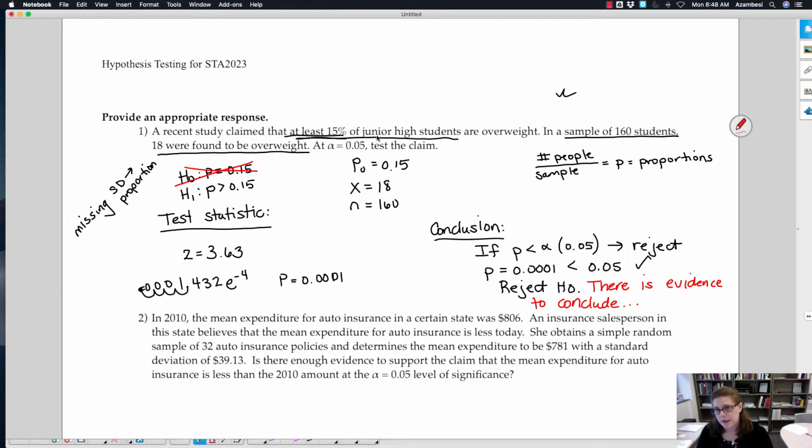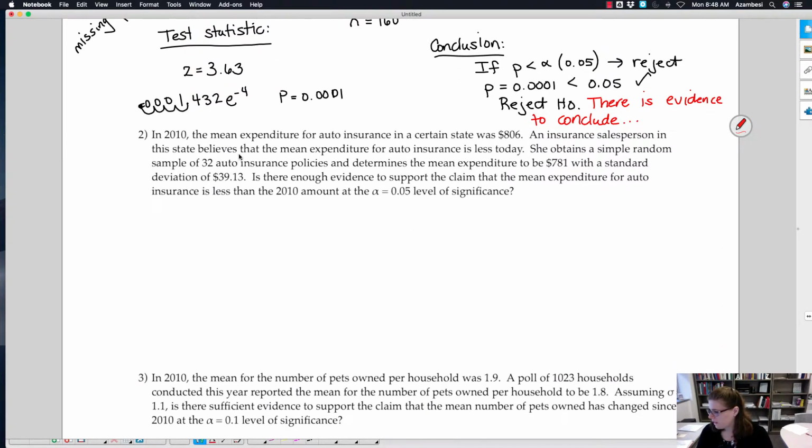Okay, moving on to the next type of problem. In 2010, the mean expenditure for auto insurance in a certain state was $806. Okay, so let me stop right there first. It says mean expenditure. So anytime you see the word mean or a standard deviation in your problem, that means we're dealing with mu. So this is a problem that has to do with means. So it says that the mean was $806.